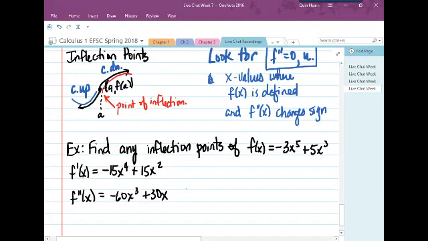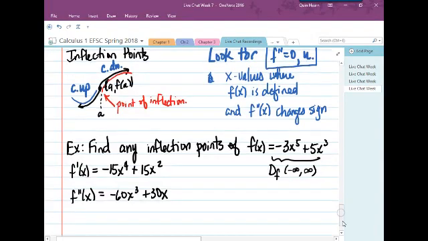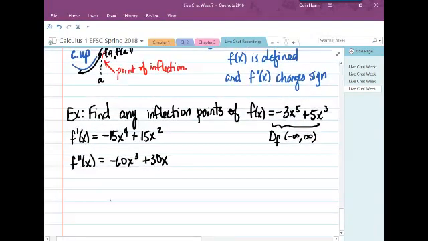Then we're going to find where the second derivative is 0 or undefined. In this case, it's a polynomial function, which is defined everywhere. And it's important to note that the domain of the function f is also negative infinity to infinity. There are no points where the function is undefined. All right, so that means if the second derivative is never undefined, we just need to find where it equals 0 to find any potential inflection points.